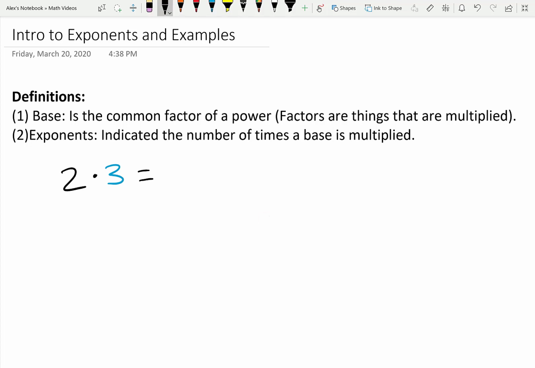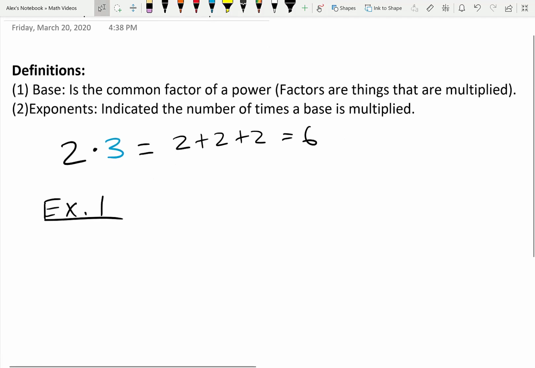I want you to think about this problem not as 2 times 3, but as 2 plus 2 plus 2. You can rewrite 2 times 3 as 2 plus 2 plus 2, right? Which is just 6. It's the same thing as 2 times 3. Now, why did I do that? You'll see that in a second when we talk about our first example, which is going to be 2 to the third power.